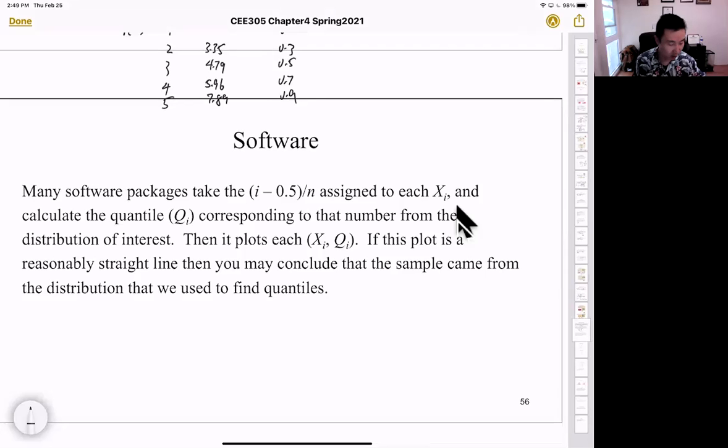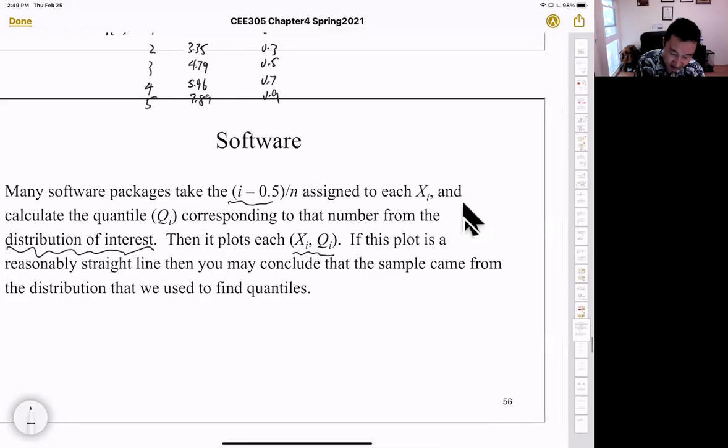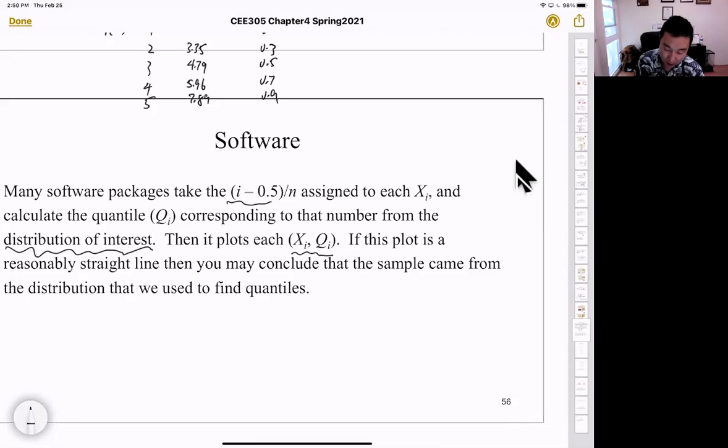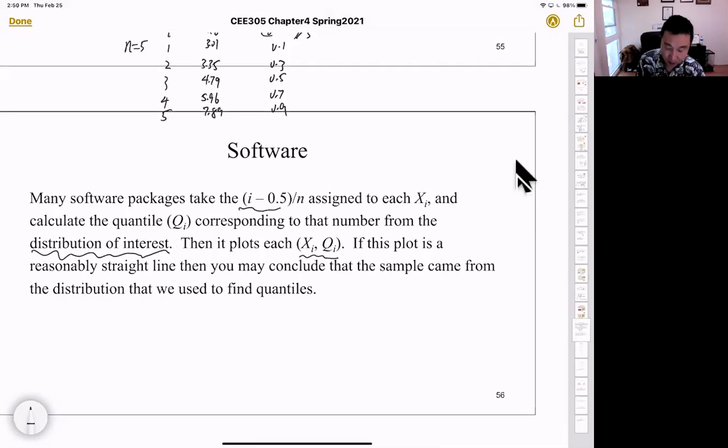We can also use software, which can calculate that value. And then calculate the quantile corresponding to that number from the distribution of interest. If we suspect it follows a normal distribution, we use the normal distribution. Then if you plot each xi and qi, we can check if the plot follows a straight line. If that's the case, we can conclude the sample probably comes from the distribution we guessed.